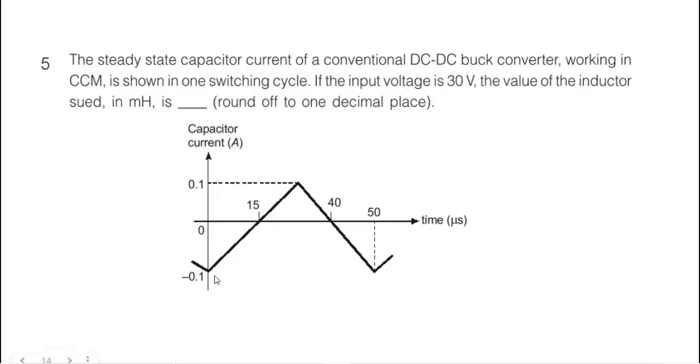This is the graph shown for the capacitor current. The capacitor current is shown here. It is varying from minus 0.1 to 0.1. The time is given in microsecond. So we need to find out the value of the inductor in millihenry. That value should be rounded off to 1 decimal place.